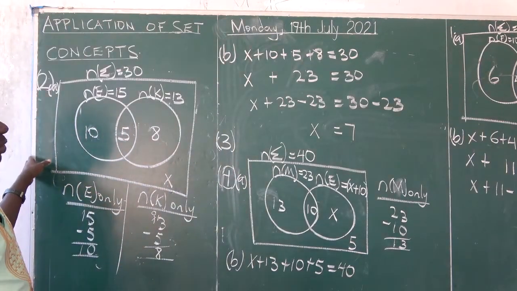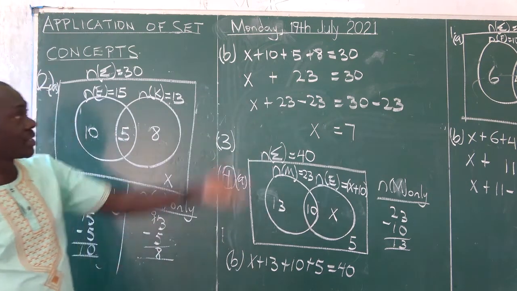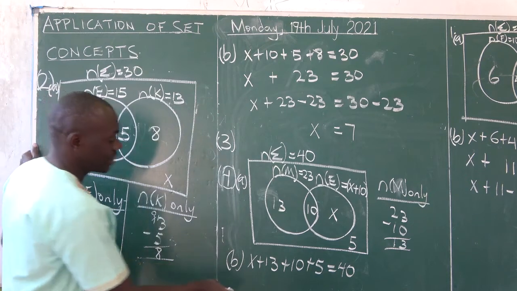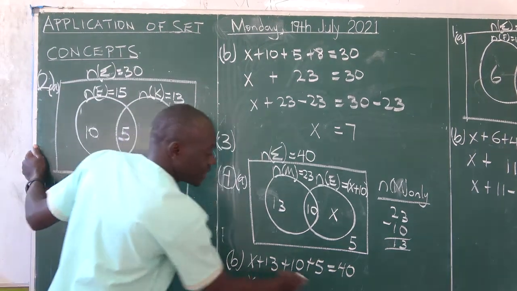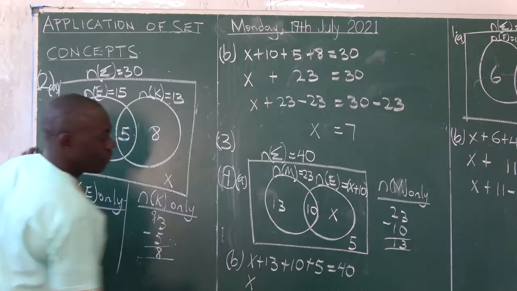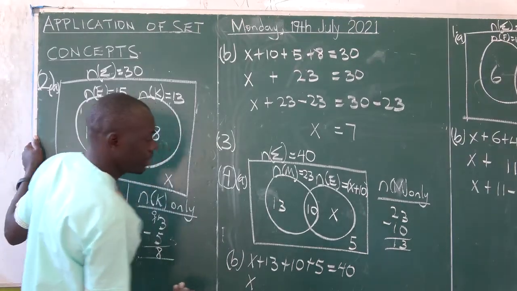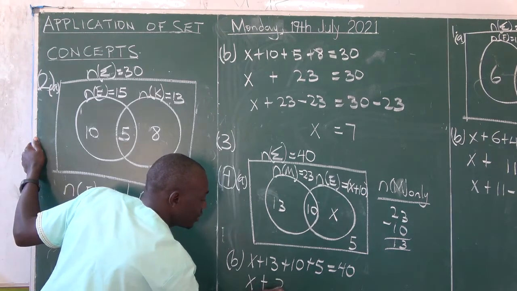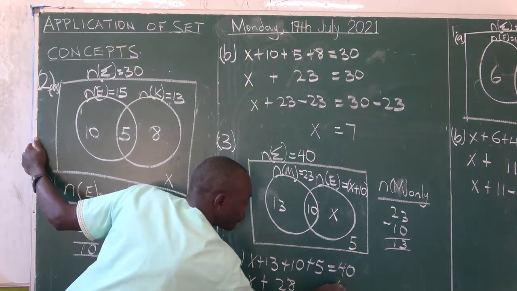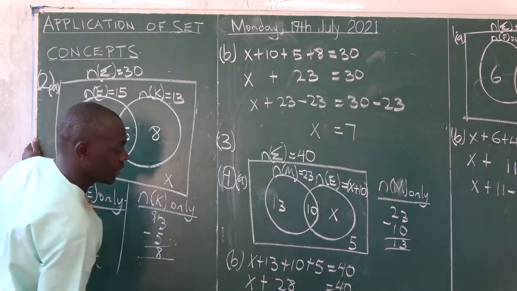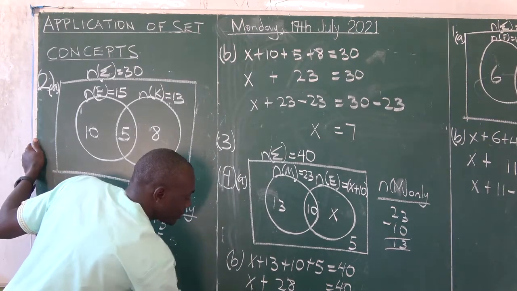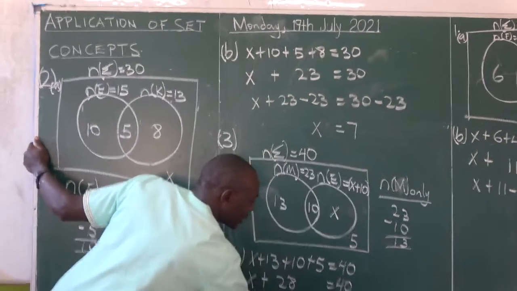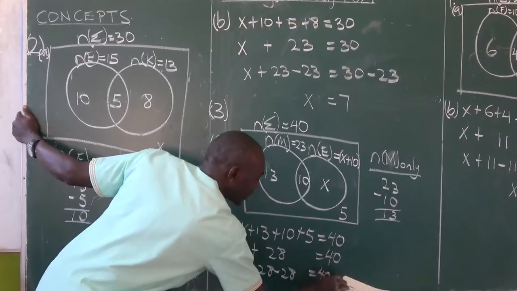I don't like to complete this fully, because they are doing the same. Okay, let me do it. So X plus 13 plus 10 is 23. 23 plus that 5 gets 28. So 28 is equal to our 40. Then we continue: X plus 28 minus 28 equals 40 minus 28.